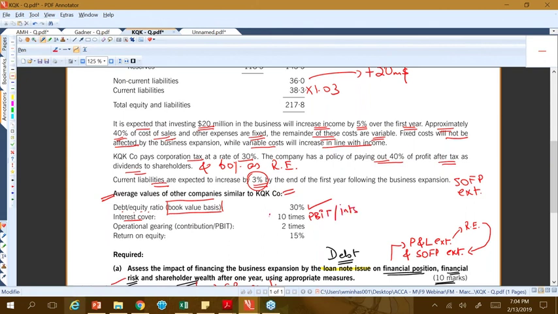I'll have to do a bit of operational gearing, and this is one of the many ways in which operational gearing can be done. But because the examining team has specified contribution over PBIT, I'll use that. And then return on equity, 15%. I'll have to calculate that as well, which is profit after tax over equity. So the reason all these averages are given is for us to use these. Now, if you're short of time, don't do all 4, but at least do 2 to 3 of these within the available time. So this is the scenario.